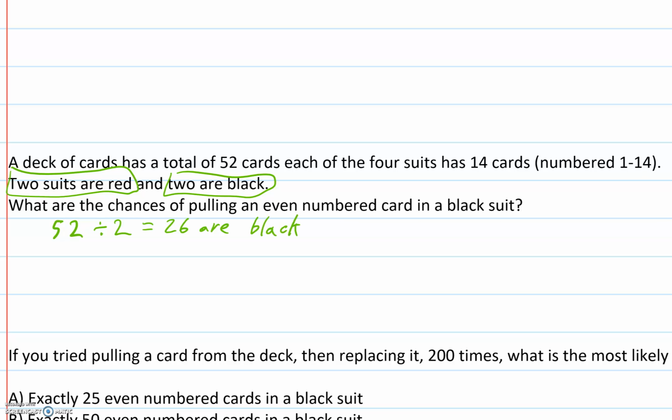Okay? What are the chances of pulling an even numbered card in a black suit? So, wait a second. Even and odd, even numbered card is half of them. So let's take 26 divided by 2 equals 14. So 14 are black and even. Okay, so this is important. This is the total.